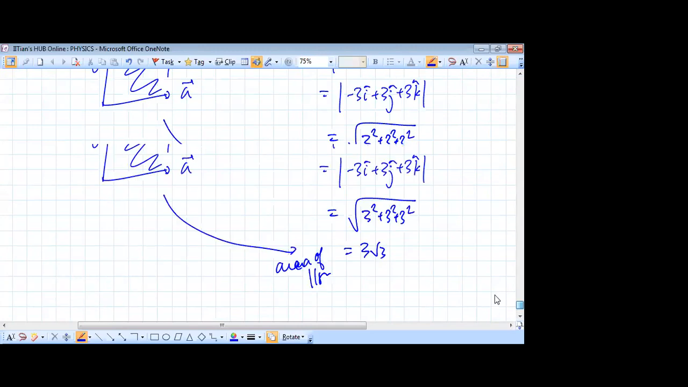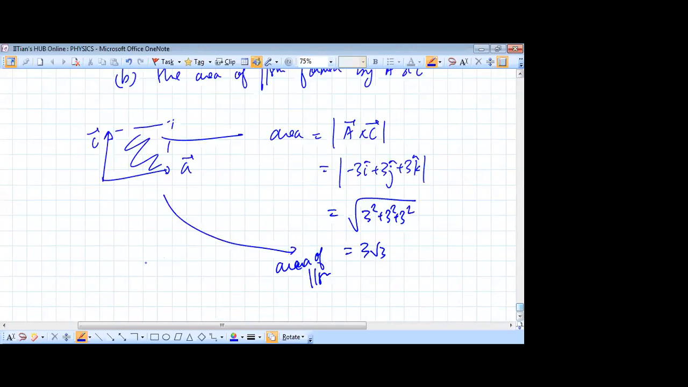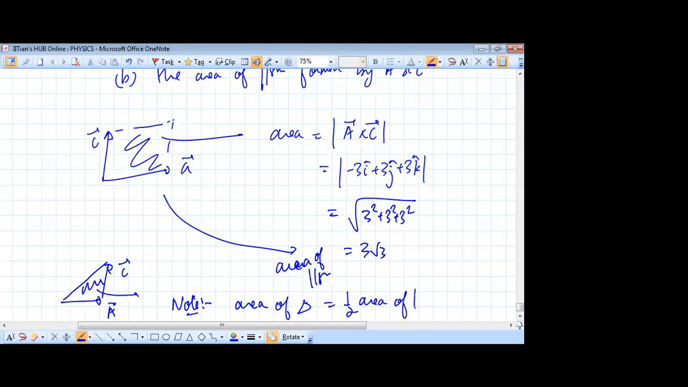Now similarly, sometimes the question asked is the area of the triangle formed by A and C. So the area of the triangle formed by A and C will be half of the area of the parallelogram. So if you look at the triangle, you should also understand this. The area of a triangle is half of the area of the parallelogram, so that is mod of A cross C divided by 2. Okay, so these are two standard kinds of things that are asked about cross product.